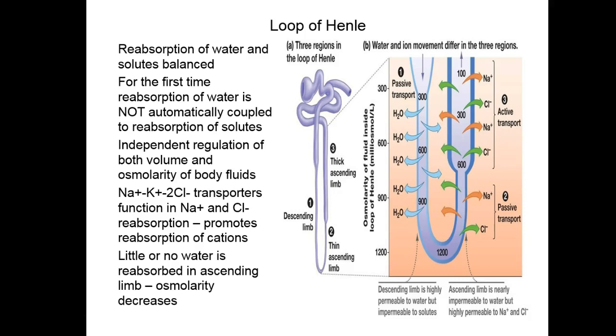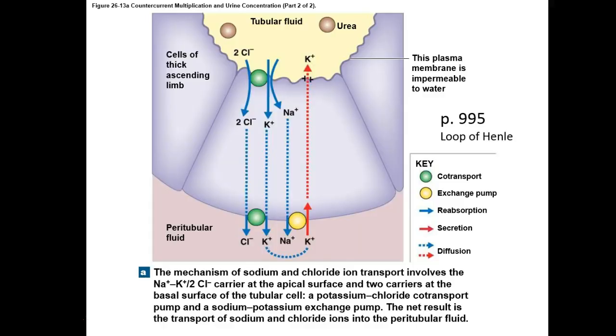So you have independent regulation of volume and osmolarity of body fluids. Some of that is because you have these sodium, potassium, and chloride transporters. They function in the reabsorption of sodium and chloride, which promotes a reabsorption of cations. Little or no water is reabsorbed in the ascending limb. Here we are in the loop of Henle, the thick cells of the ascending limb.